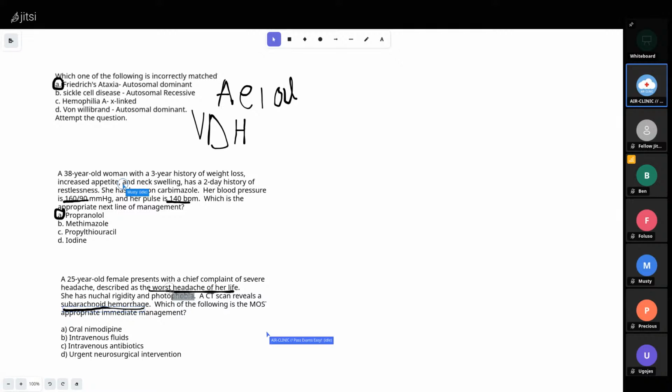So usually you treat them with IV. You can give them IV fluids because it's also part of the management. But the most appropriate that you are going to actually give would be an oral nimodipine, because that's the drug of choice to reduce vasospasm in those blood vessels.